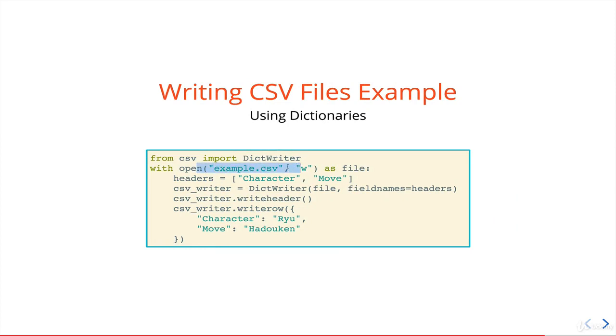We have to import DictWriter first, then open a file in write mode. We create a list of headers. And then when we call DictWriter, we pass in the file and we set fieldnames to be these headers. And then we call writeheader, and it's going to use these field names and actually write that row for us. And then every time we call writerow, we pass in a dictionary like this.